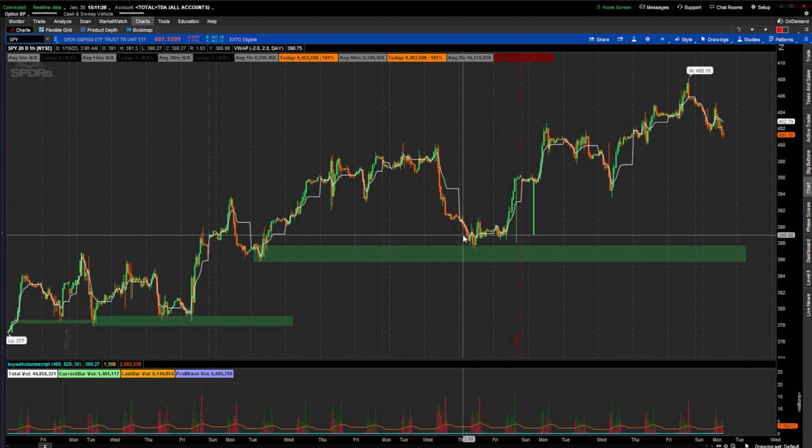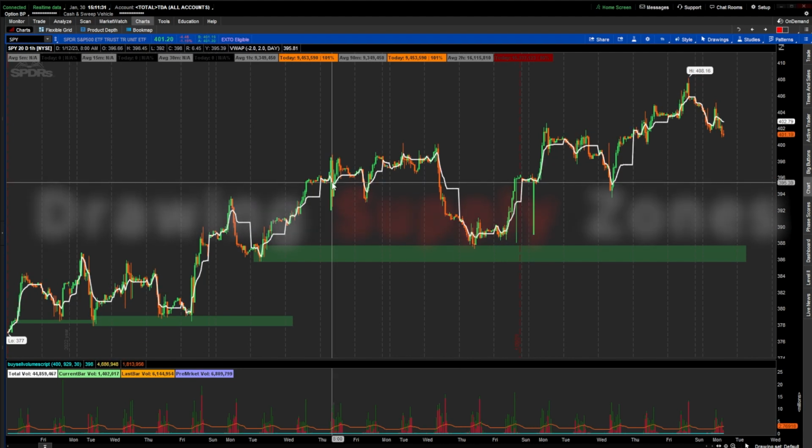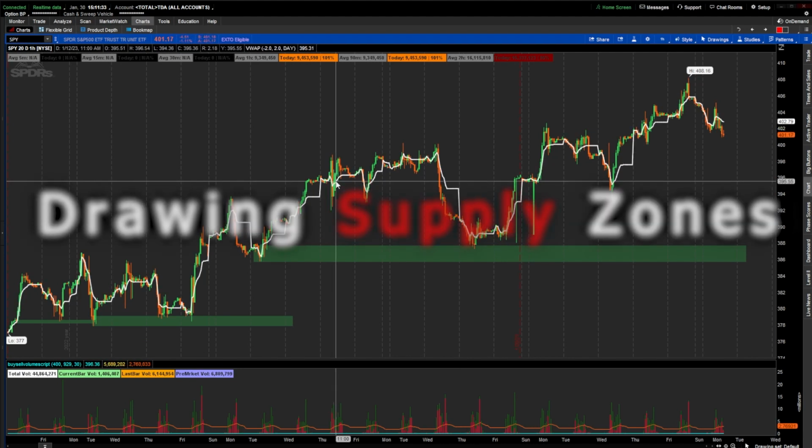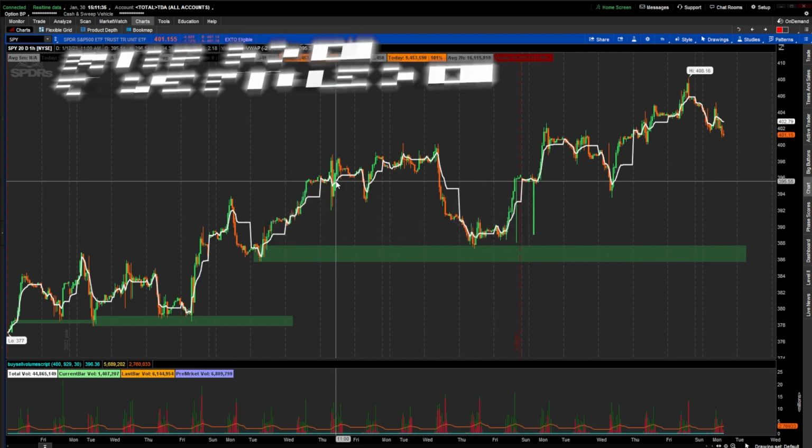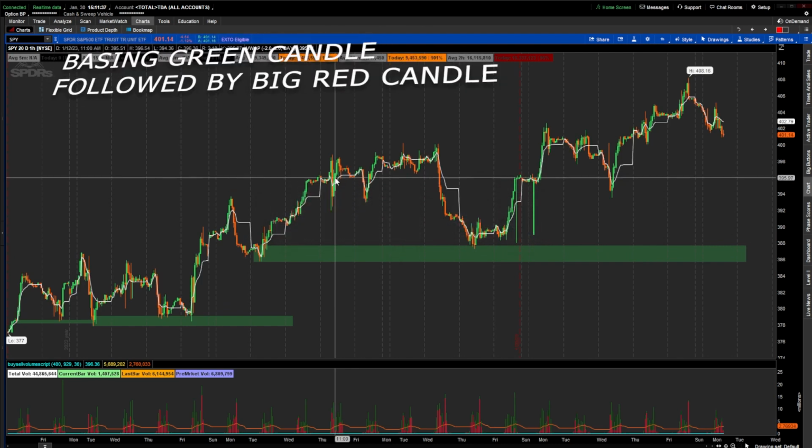Now that you guys know how to draw demand zones, it's time to learn supply zones. It's basically the same thing, just the opposite. Step 1, look for a basing green candle followed by a big red candle.